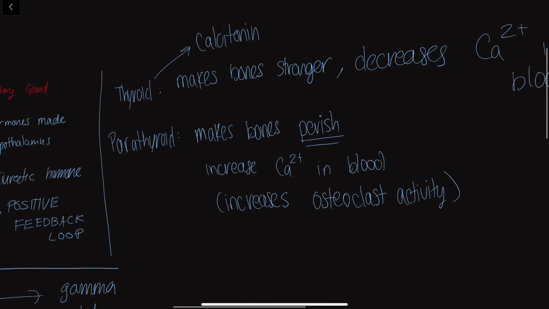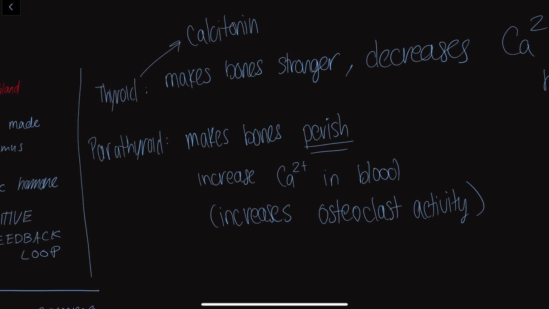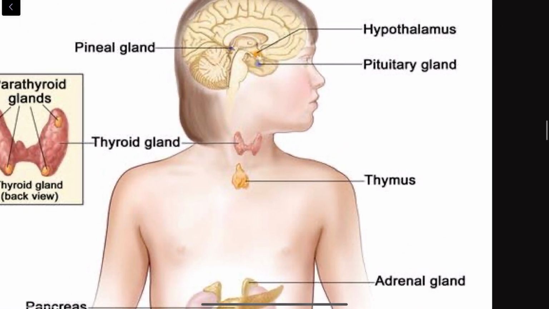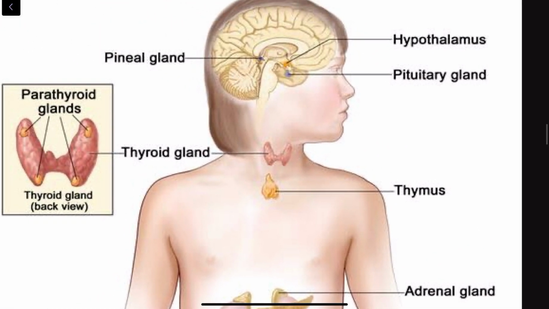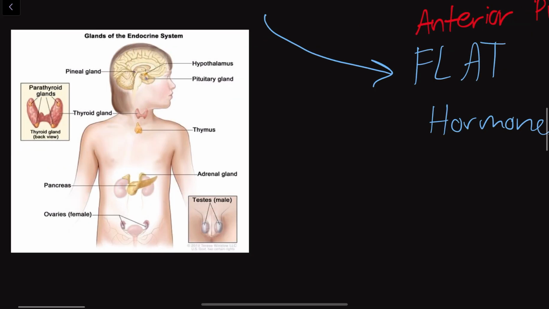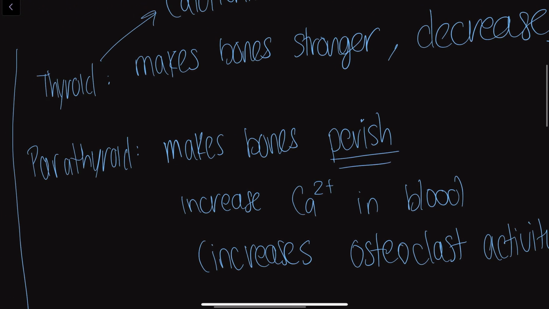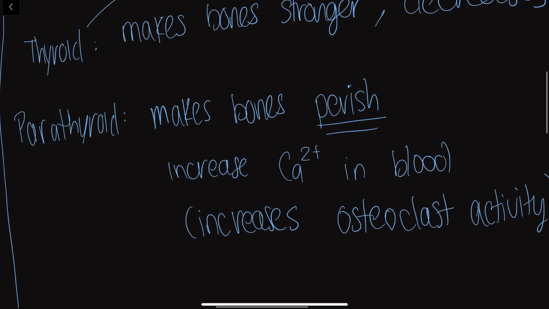And then we can remember that there's the thyroid and parathyroid. These are right here, right where your throat is. There's the parathyroid gland and the thyroid gland. So first of all, I like to remember what the parathyroid does first. They both have the letter P, so I remember that parathyroid makes the bones perish. So what is it going to do? It's going to break down bones. And what is the result of that? Well, it's going to increase the amount of calcium in the blood.